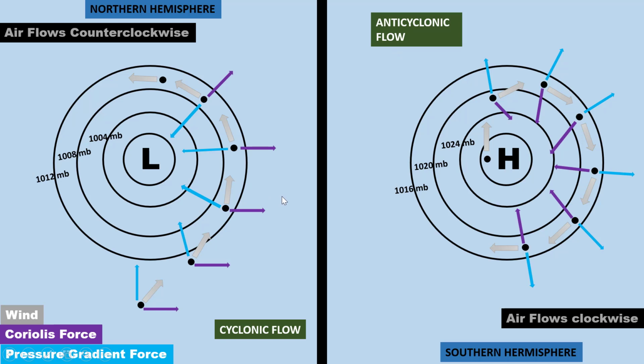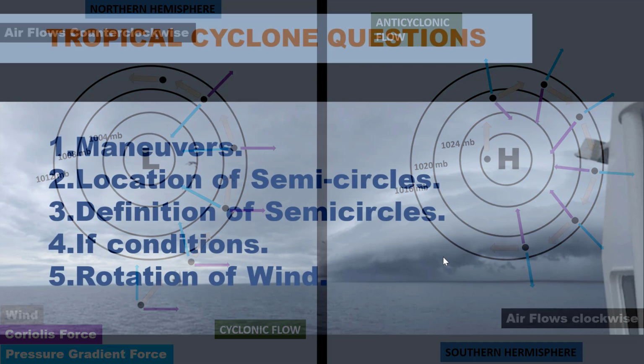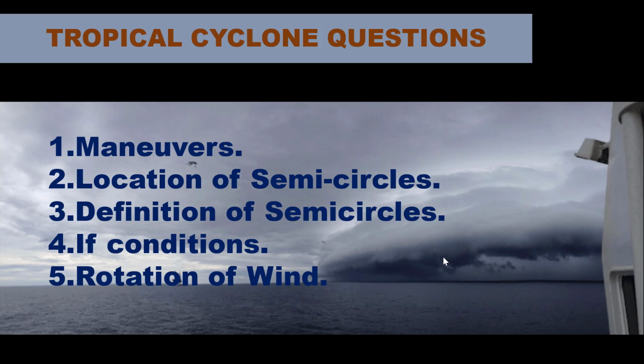Always remember, air tends to flow from high pressure area to low pressure area, and the Coriolis force deflects air to the right in the northern hemisphere and to the left in the southern hemisphere. If you are able to know this diagram with a few things I explained earlier, you will be able to solve any question in the Licenta exam very well. So in tropical cyclone, we have questions coming from maneuvers, location of semicircles, definition of semicircles, if conditions, and rotation of wind. In the next video, we are going to deal with the questions concerning maneuvers.